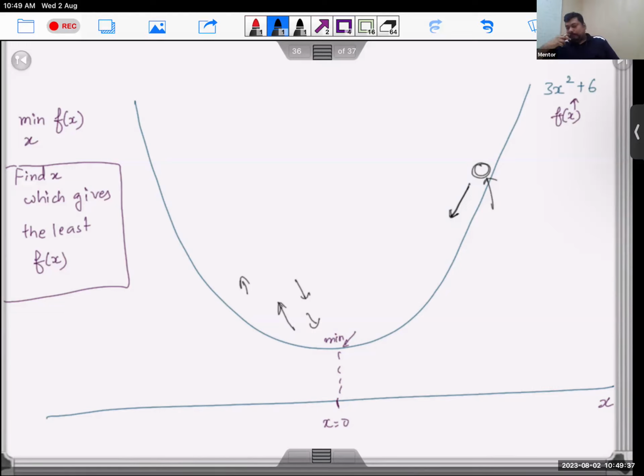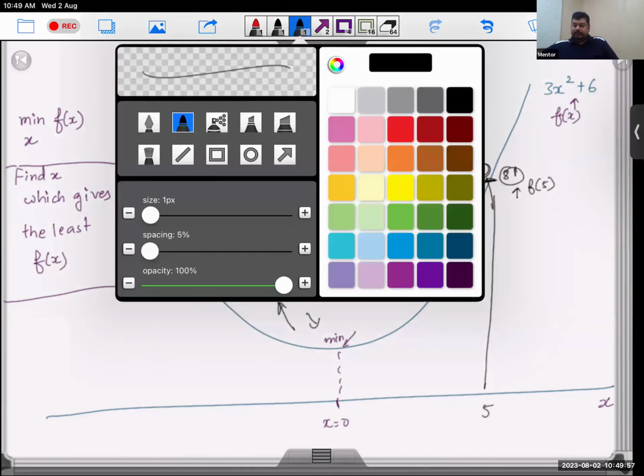What is the function value at 5? Can you compute the function value at 5? This is 81, right? Yes, this is the function value at 5. Can you tell me what is the gradient of this function at 5?